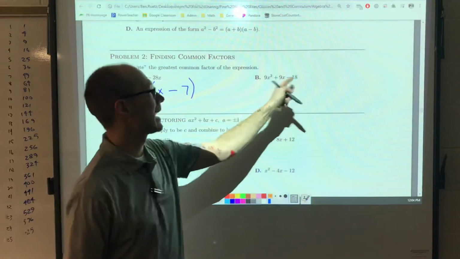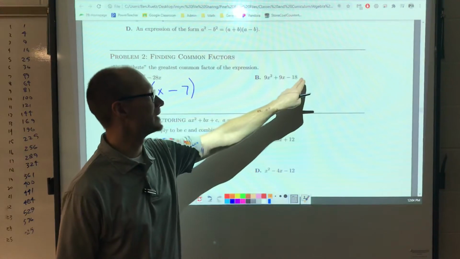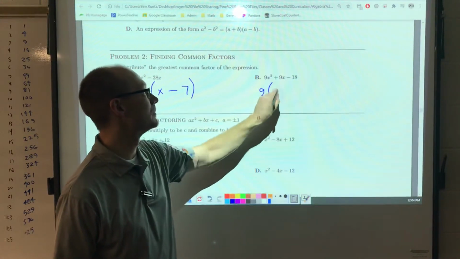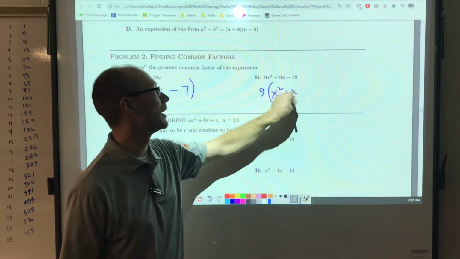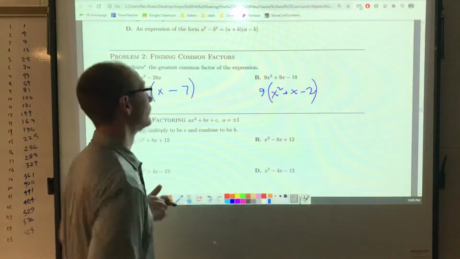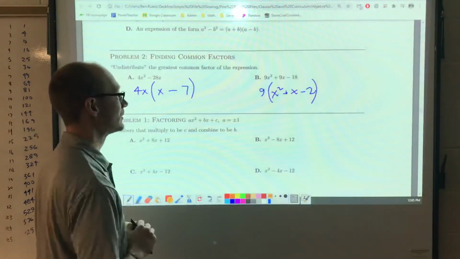What do you see in common with these? Certainly not an x, because this doesn't have one, but there does look like a 9. So this could be 9 times x squared plus x minus 2. So that idea right there of factoring that away.